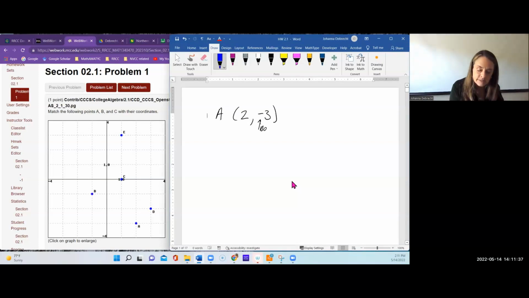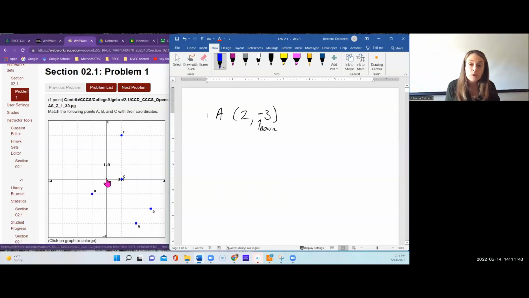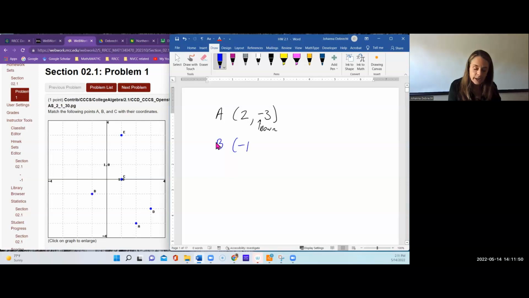Down is negative. Now let's look at part B. Go back to the origin. I've got to move left or right first. So left 1, that means that B is going to start with a -1. And then from there, I'm going to go down 1. So left 1, down 1 becomes -1, -1.